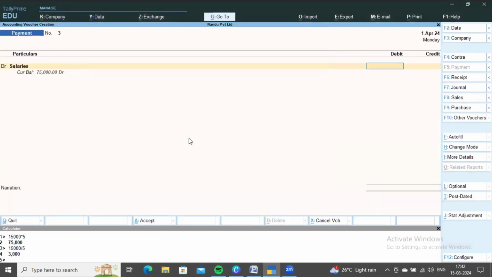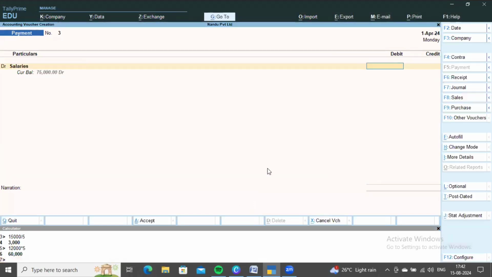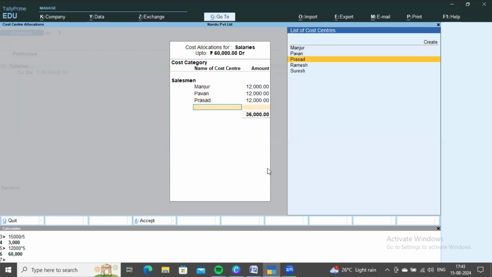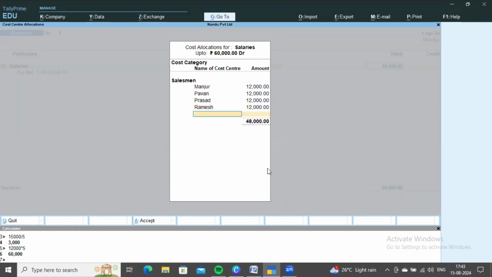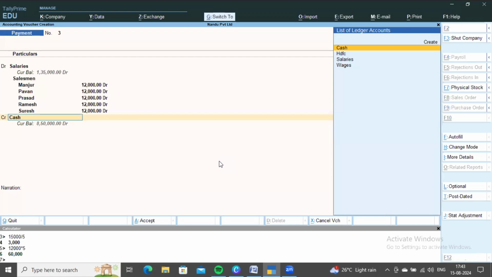Again, you need to debit the salaries account. Go to the calculator: 12,000 into 5. How much? Total 60,000. That means the total amount you are assigning to the salesman category is 60,000. Select salesman here and give 12,000 to each member. Like this, then press Ctrl A to save it. Here you are also making payment through cash, so credit the cash account.